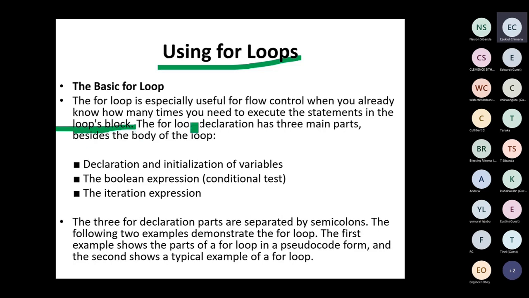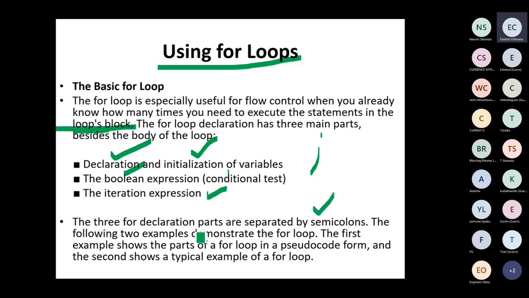The for loop declaration has three main parts besides the body of the loop. There's the declaration and initialization of variables. Then there is the Boolean expression, which is the conditional statement that we'll be testing. And then there is the iteration expression. The three for declaration parts are separated by semicolons, like terminating a line.